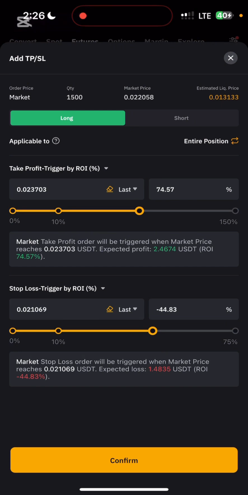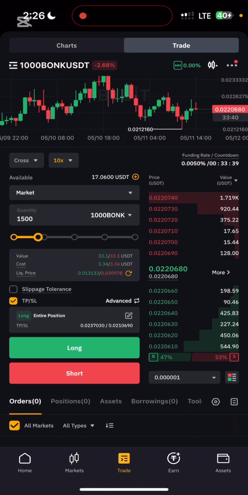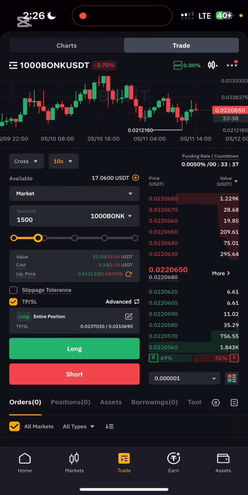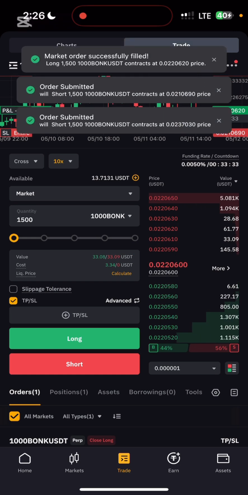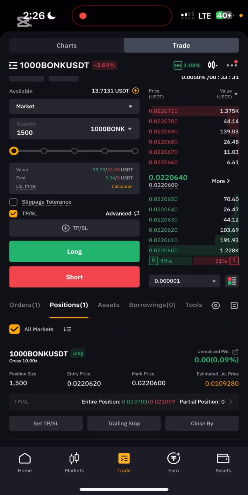I'm expected to take $2 as my profit. You understand? It is written there. So you're going to confirm. As you can see, I'm set. I'm good to go. So I'm going to click on long. As you can see, my order is already filled.